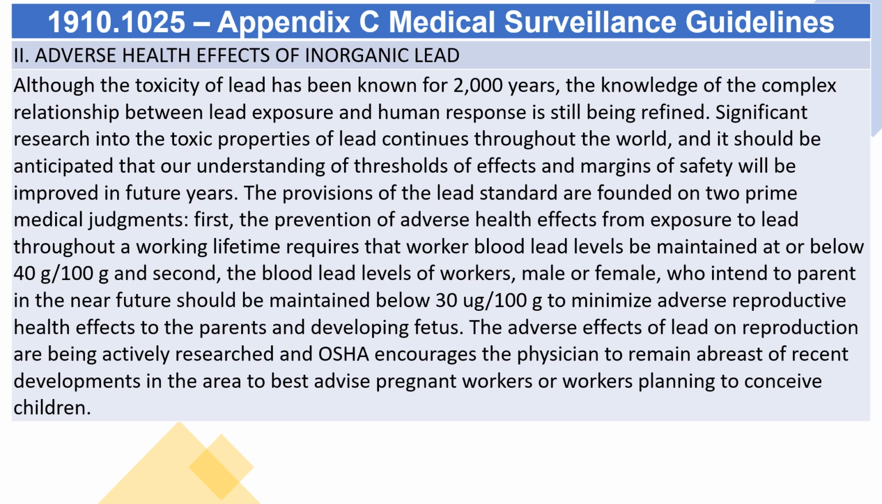The provisions of the lead standard are founded on two prime medical judgments. First, the prevention of adverse health effects from exposure to lead throughout a working lifetime requires that worker blood lead levels be maintained at or below 40 µg/100 g. And second, the blood lead levels of workers, male or female, who intend to parent in the near future should be maintained below 30 µg/100 g to minimize adverse reproductive health effects to the parents and developing fetus. The adverse effects of lead on reproduction are being actively researched, and OSHA encourages the physician to remain abreast of recent developments in the area to best advise pregnant workers or workers planning to conceive children.